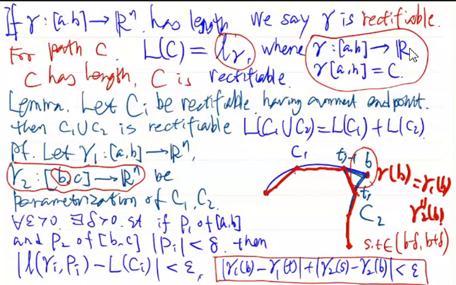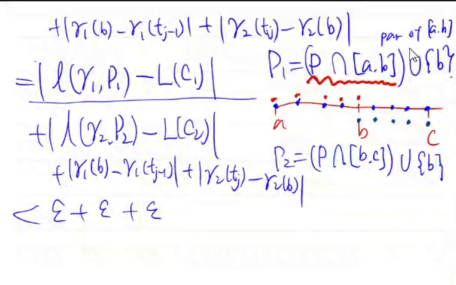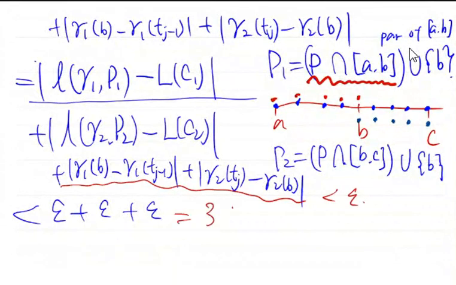Now the t here is t_(j-1). The distance from t_(j-1) to b is less than delta, so t_(j-1) can be taken as the t here. Similarly, s is t_j. The distance from s to b is also less than delta. So the sum of these two is less than epsilon. Applying this result, this part is also less than epsilon. So in total, this is 3 epsilon.